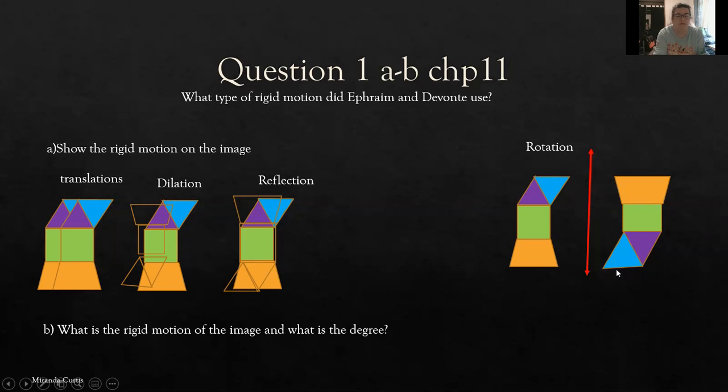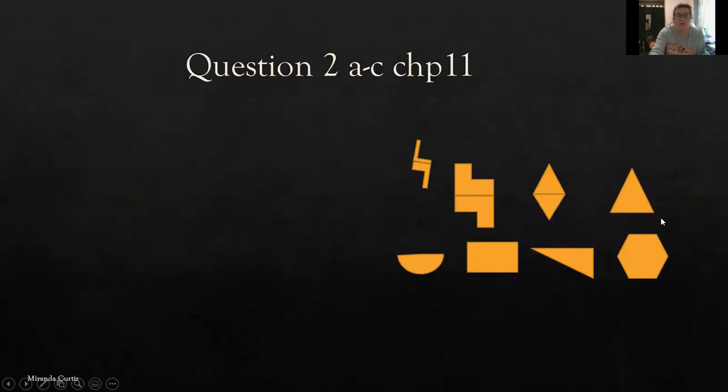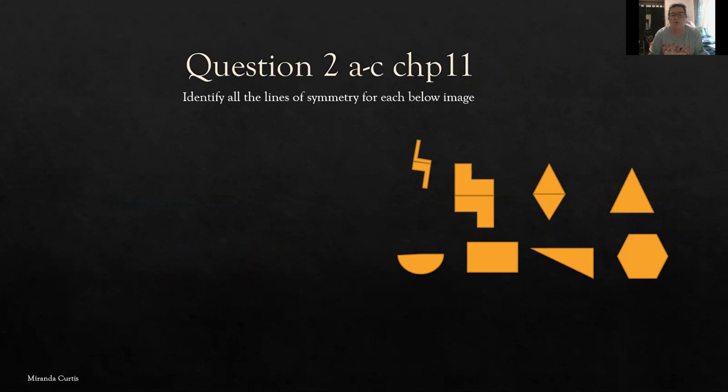It says, what's the rigid motion of the image? So it's a rotation, it's 180 degrees. Okay, identify all the lines of symmetry for each image below.